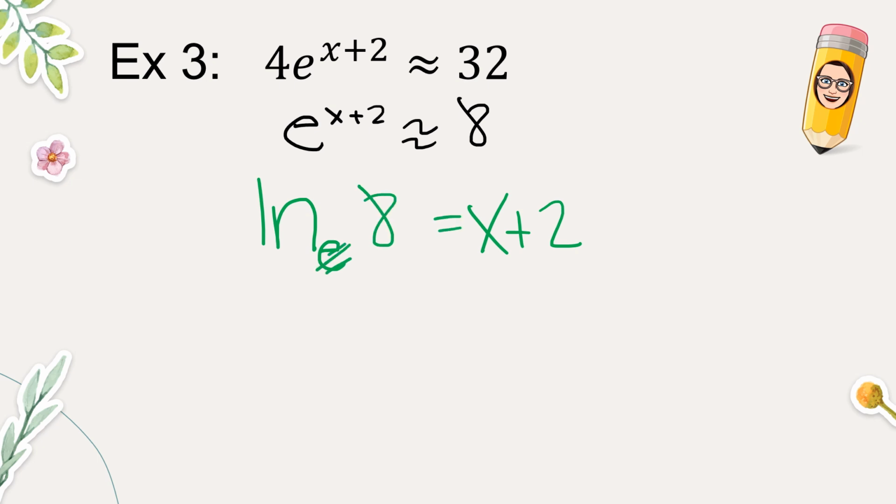Now we know when we type it in, we don't need the e. So in your calculator, just straight type ln of 8. Whatever that is, subtract 2. x is approximately 0.0794, right? It should be a lot of calculator work. You're only showing me the basic conversions.